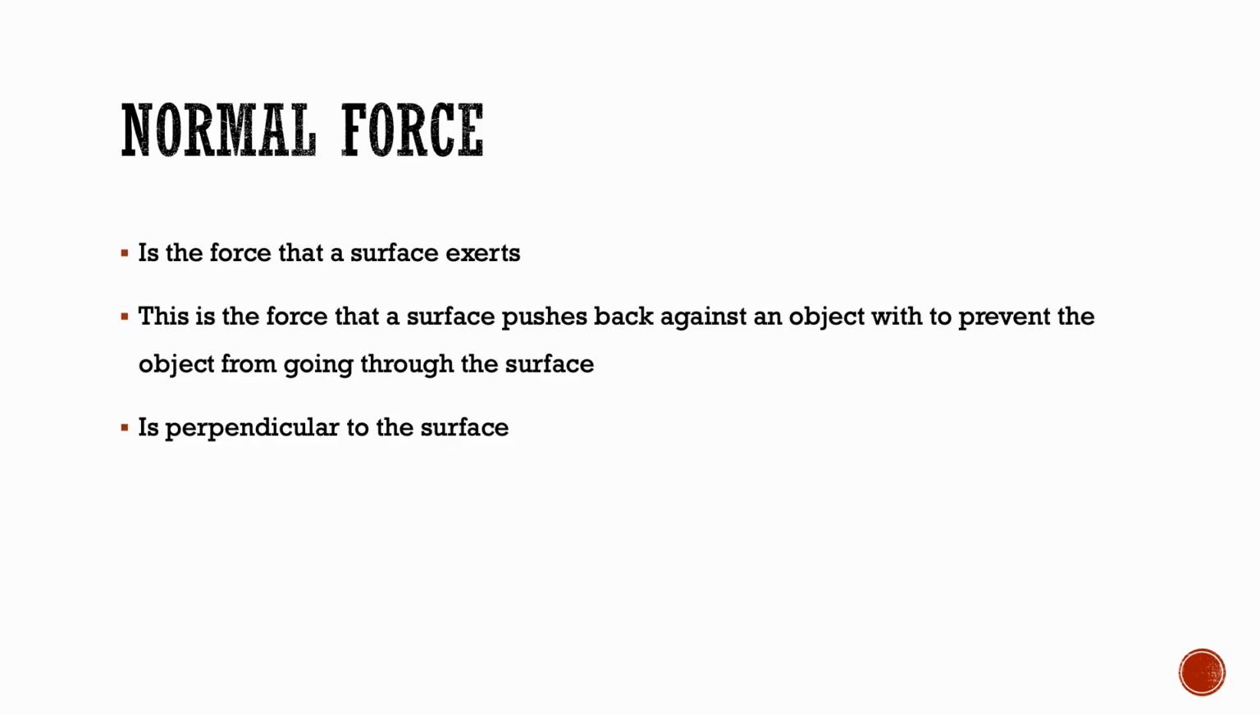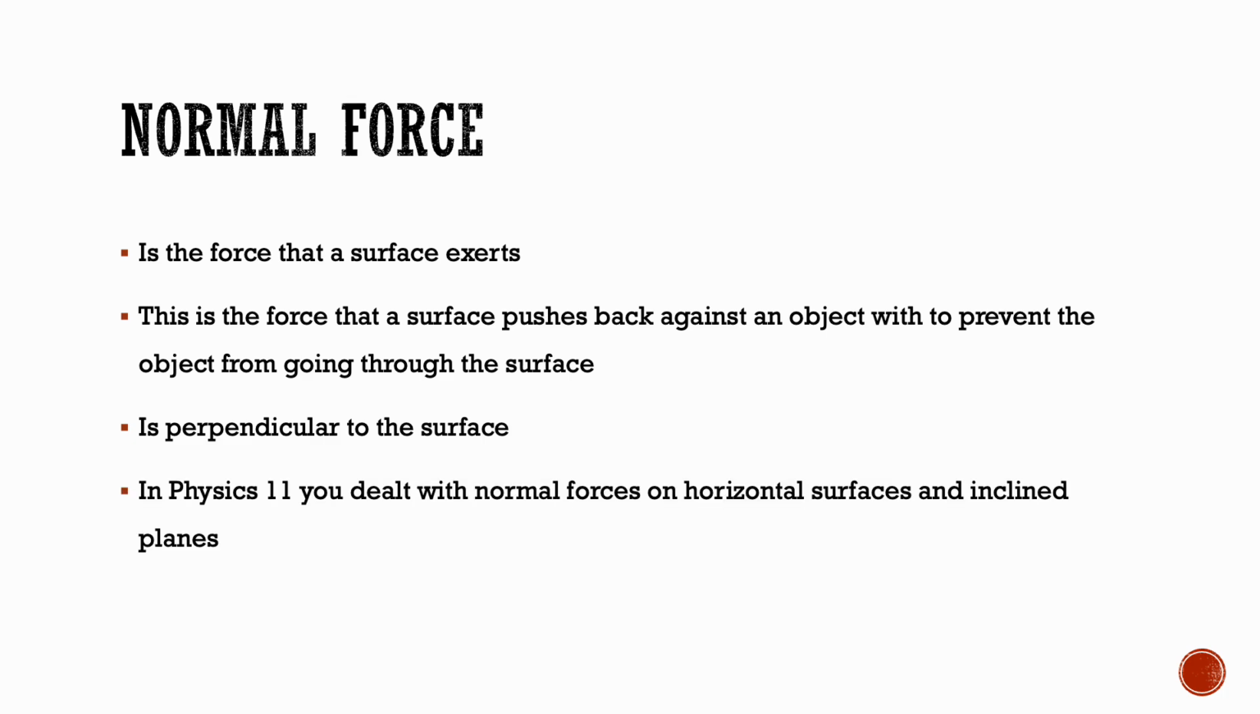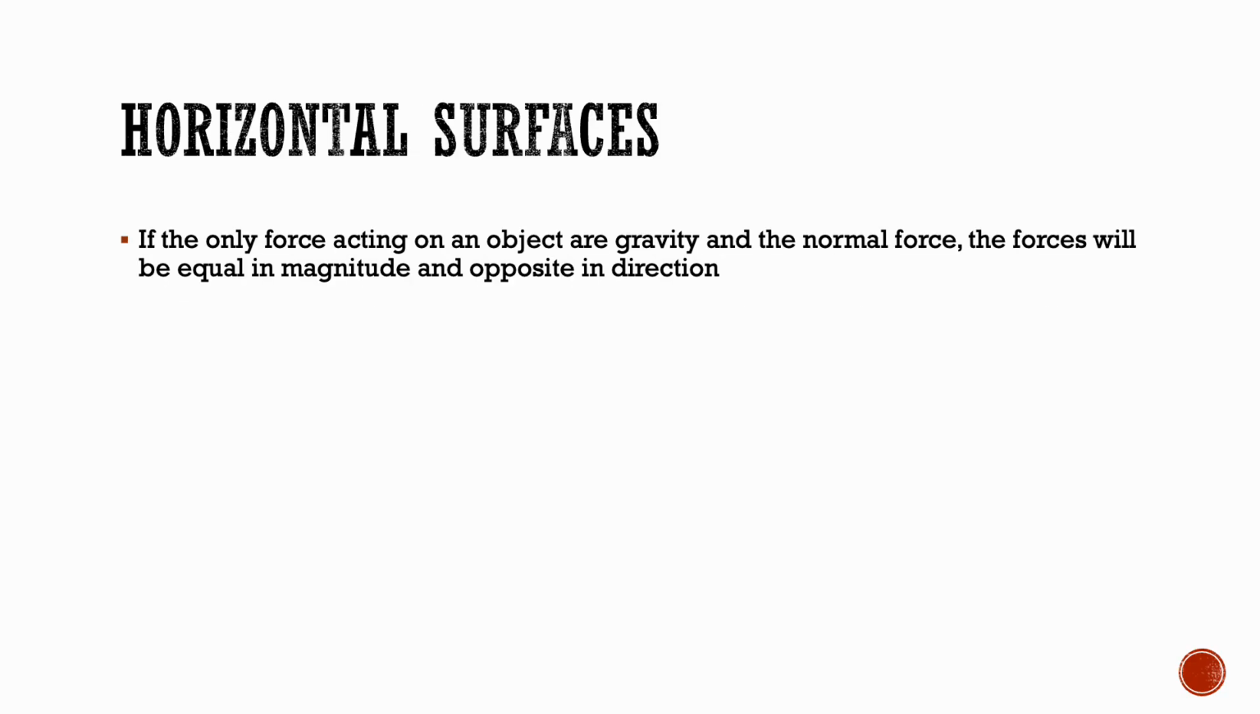Now, our normal force is always perpendicular to our surface. In Physics 11, you dealt with normal forces on horizontal surfaces and inclined planes, so we'll do some review of each of those. For horizontal surfaces, unless we have other forces acting at angles, the only forces acting on an object are gravity and the normal force. And in this case, the forces will be equal in magnitude and opposite in direction.